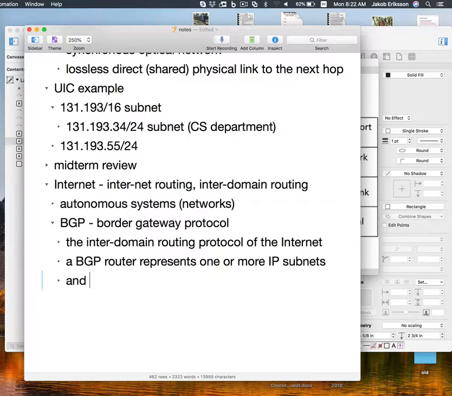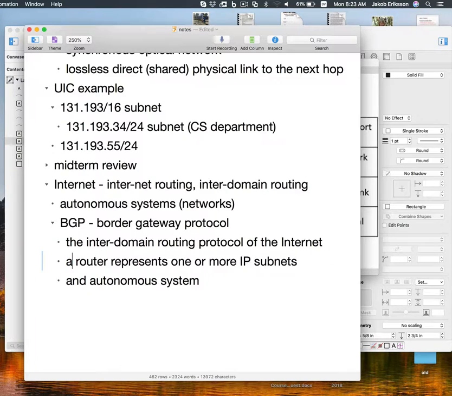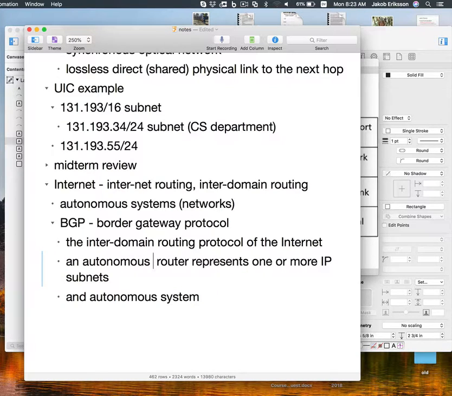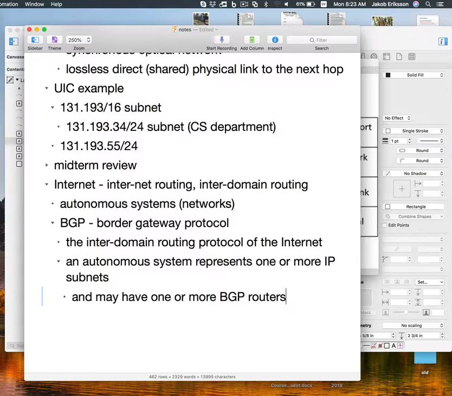And let's see, an autonomous system. Actually, let's call it like this instead. An autonomous system represents one or more IP subnets. That's the right way. And may have one or more BGP routers. That's the way. Okay.